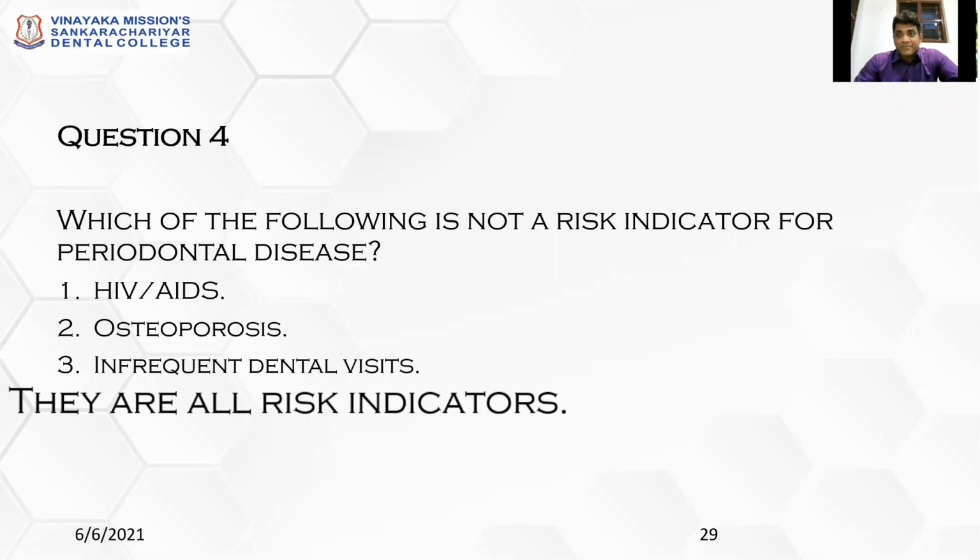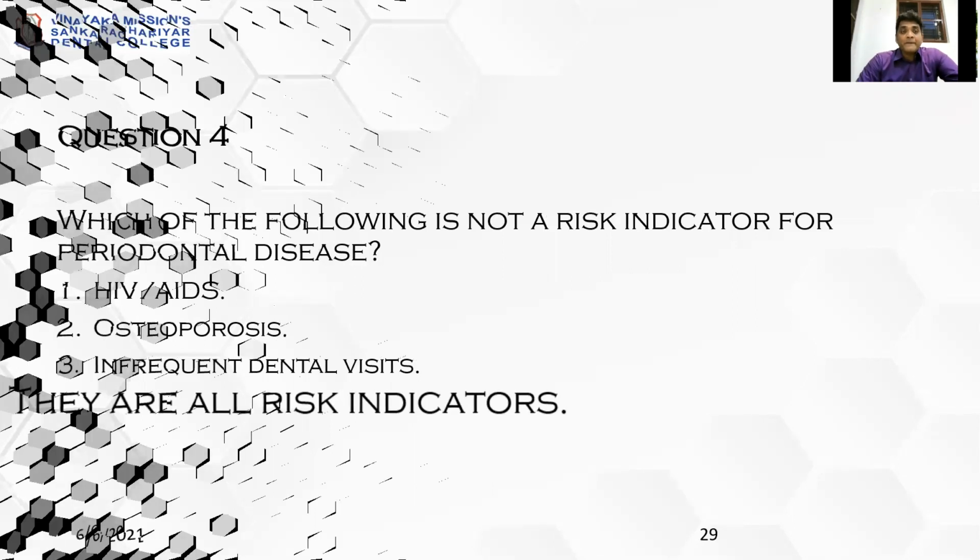That means a patient with a debilitating disease with immunosuppression, HIV, or an osteoporosis patient, or infrequent dental visits, there will be a periodontal problem. But these three things won't cause periodontal disease, but periodontal disease can be seen in all three conditions. So it is done in a cross-sectional study, not in a longitudinal study.